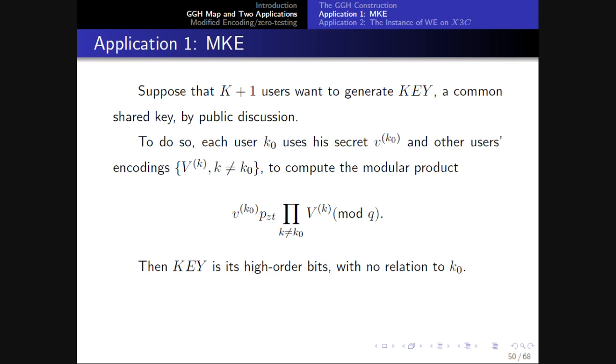Application 1, MKE. Suppose that K plus 1 users want to generate KEY, a common shared key, by public discussion. We know that this is a public open problem. To do so, each user K0 uses his secret VK0 and other users' encodings, capital VK, to compute such a modular product. We can see that this is a zero tested message. Then KEY is its high order bits with no relation with K0.